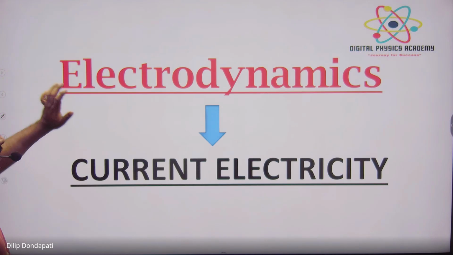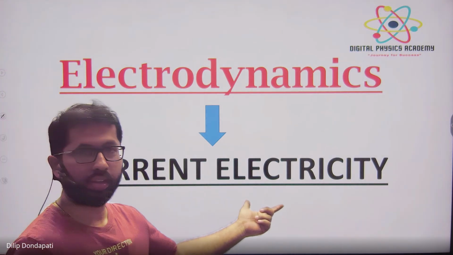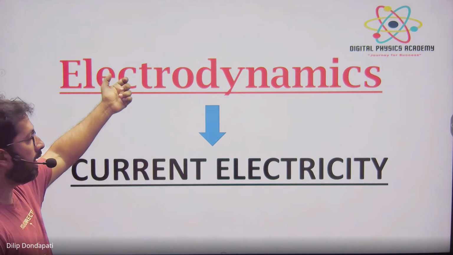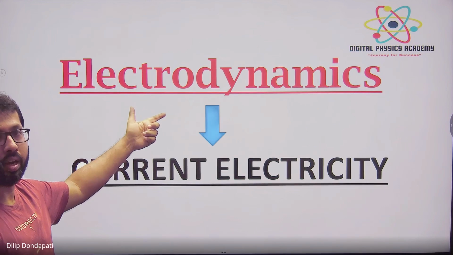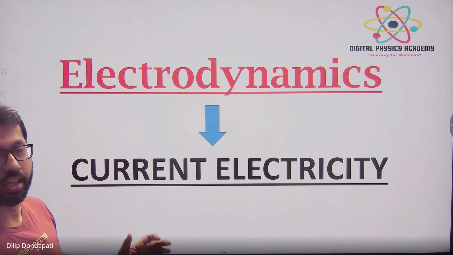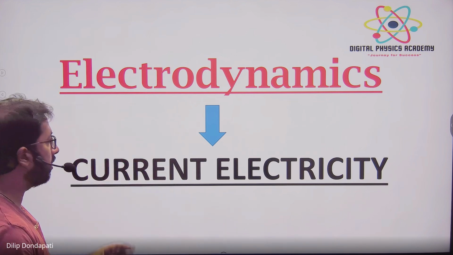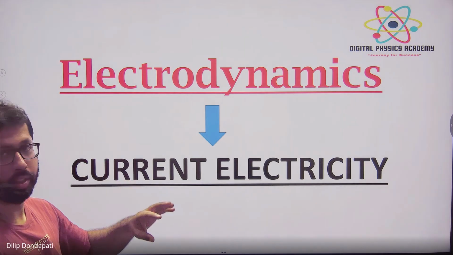Now the new chapter they are studying is current electricity. The branch of current electricity will be electrodynamics. Till now, in electrostatics, the charges were at rest. Now we are entering into electrodynamics, where charges are in motion.